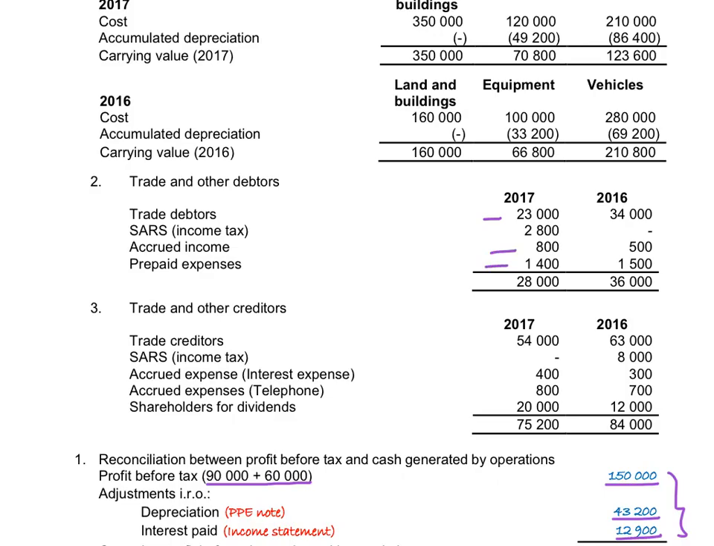For the creditors, we will take into account the creditors. SARS income tax is shown separately. Accrued interest will be shown separately, so you will not add it here. Accrued expense is a normal expense that will be added. Shareholders for dividends will not be added.